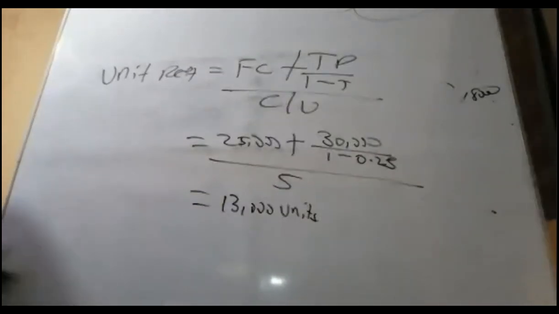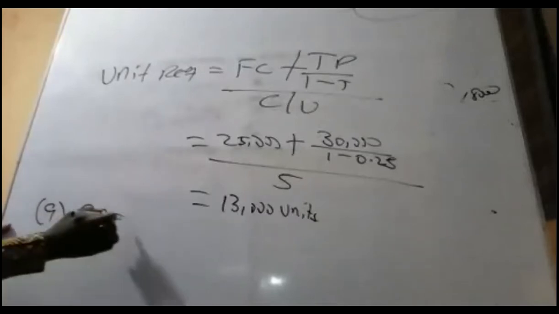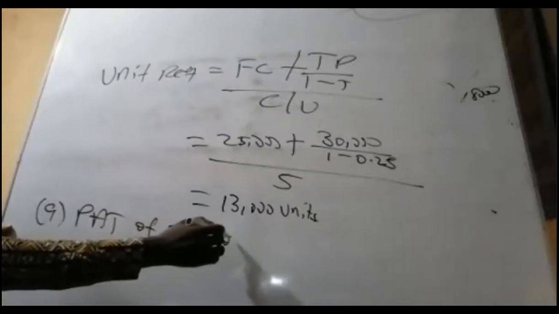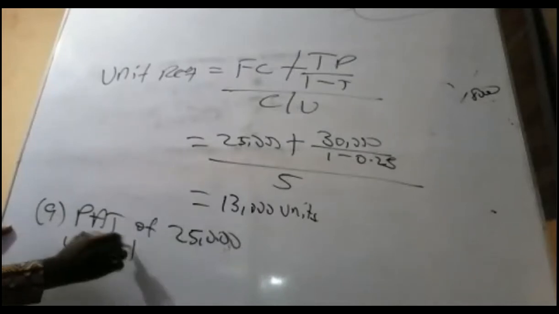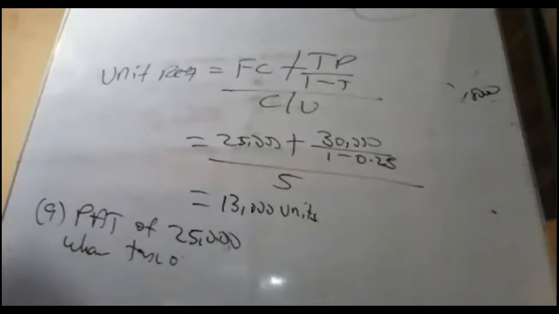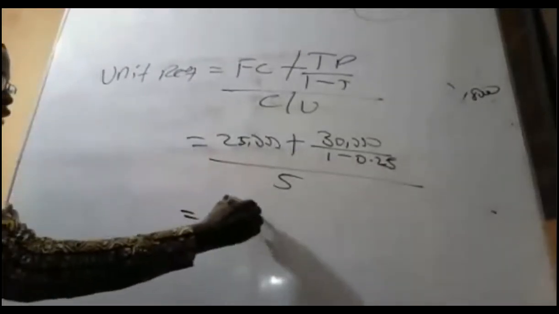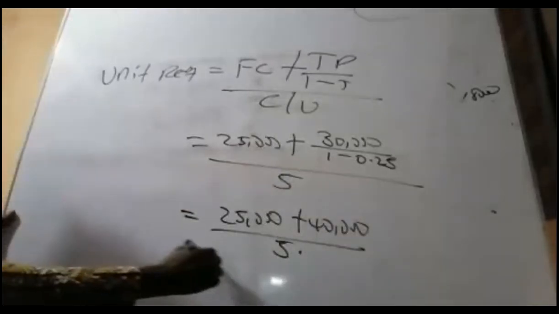Let's assume the company has 2 scenarios. Now, A, they want a profit after tax of 25,000 where tax... Before I go to the question, let's solve this mathematically. So this one is 25,000 plus 40,000, over 5. So it's still 13,000.